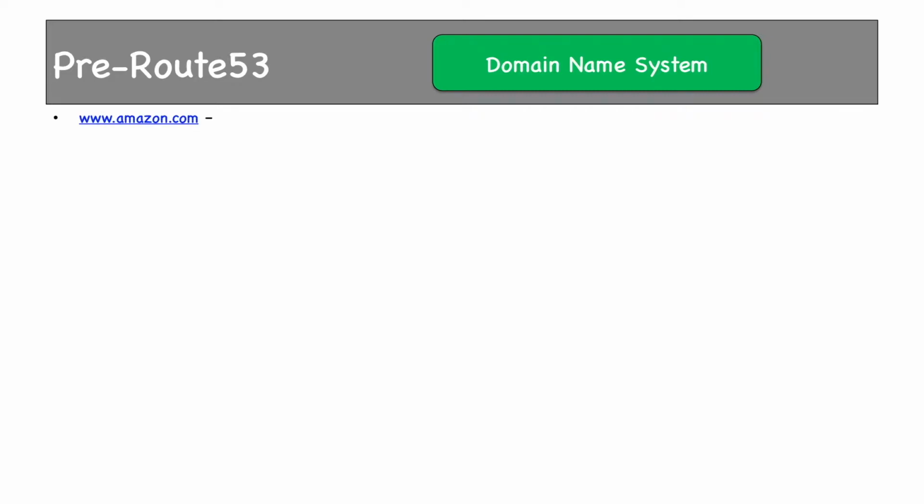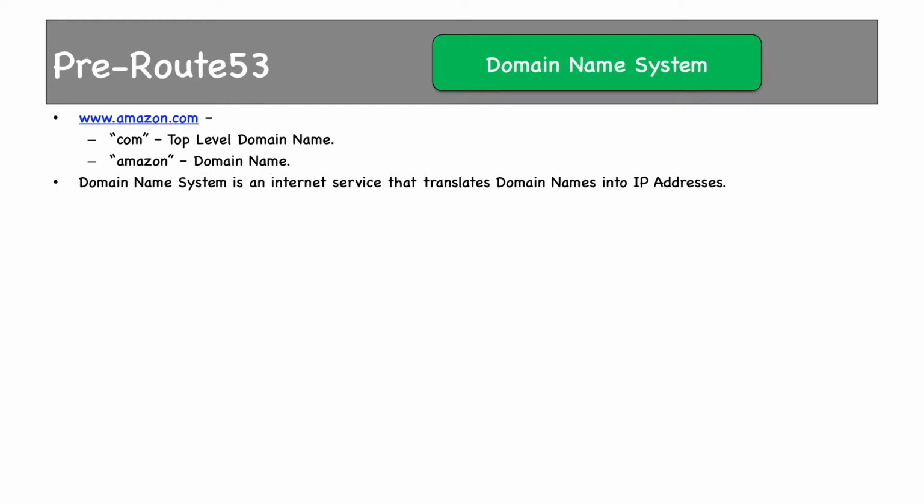Let's take example of www.amazon.com. Amazon.com is Amazon's domain name. .com is called the top level domain and Amazon is actually the domain name. The purpose of domain name system is to map these domain names to IP addresses.